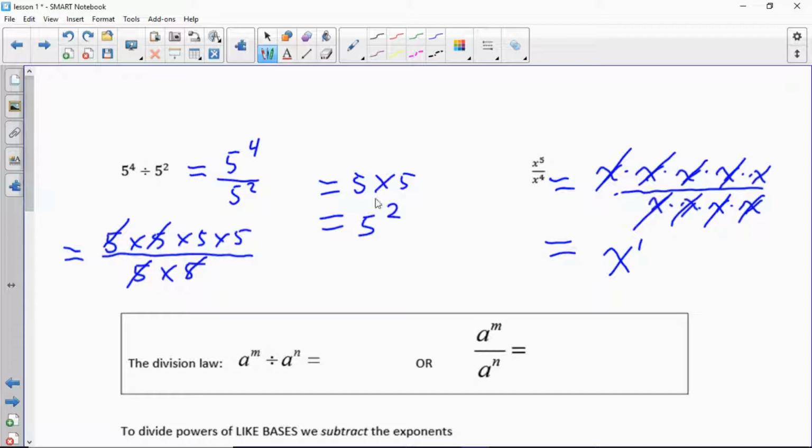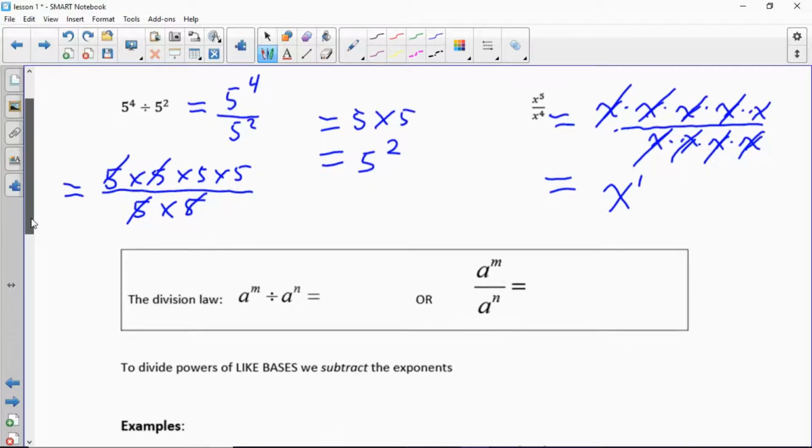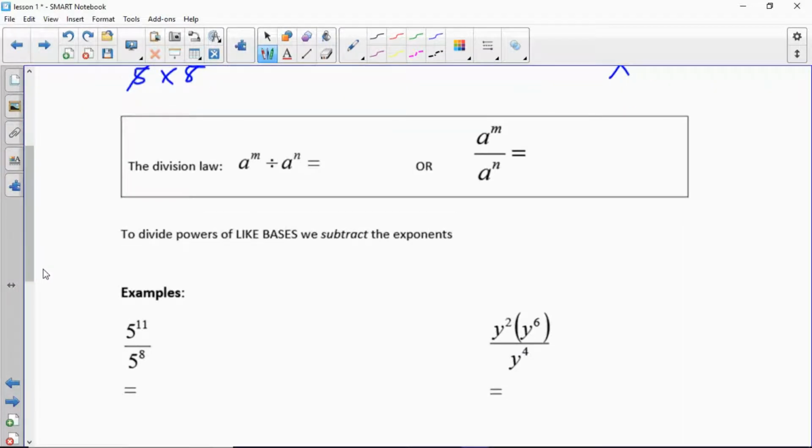And the final exponent we get is from subtracting. 5 minus 4 is 1, 4 minus 2 is 2. So there's our division law for powers of the same base. We subtract the exponents. So to divide powers of like bases, we subtract the exponents.